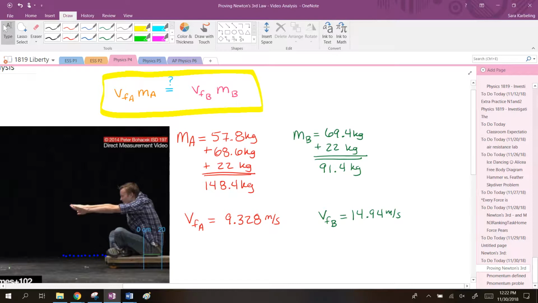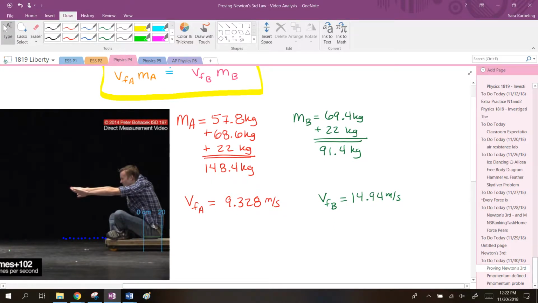To streamline this process, I'm going to have six groups. This group over here, do velocity final of A times the mass of A. You guys are going to calculate the B stuff. Go ahead and calculate those, and we'll compare our products in just a minute. So mass times velocity.